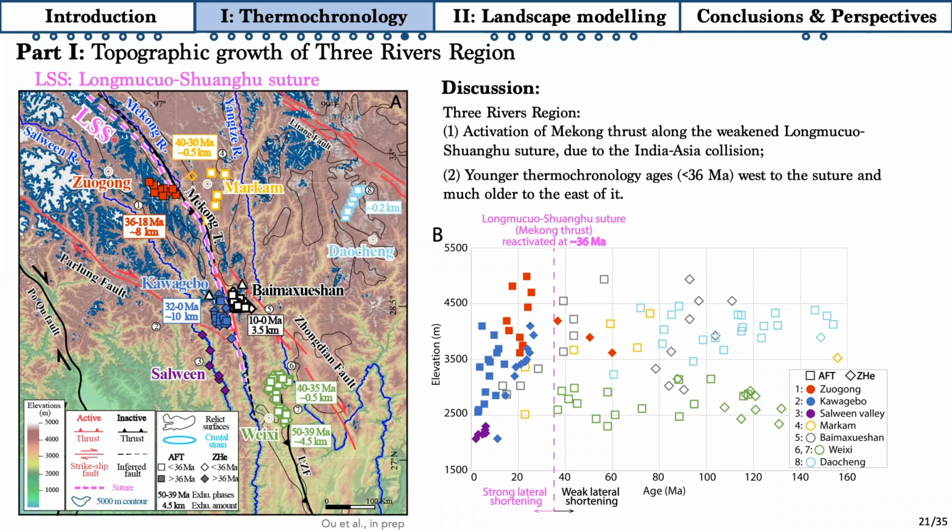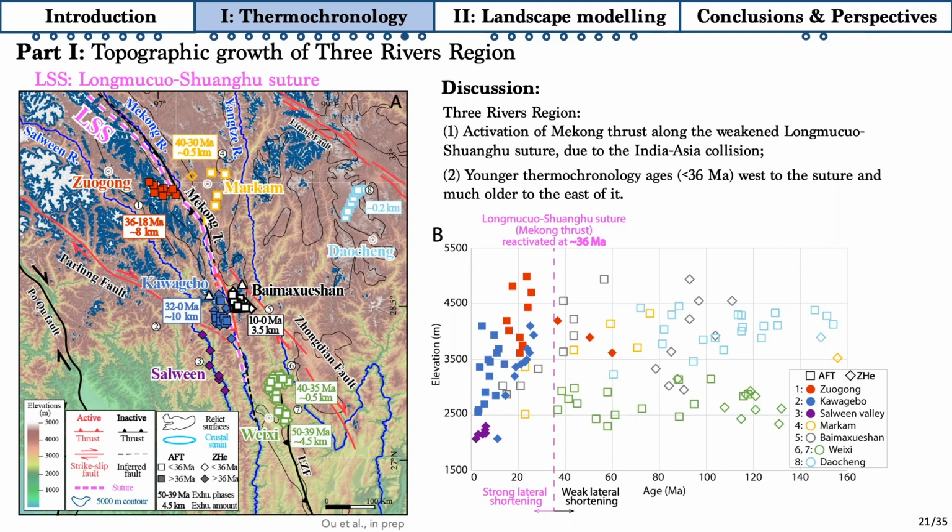And also in this region, as we can see, we observe extensive excess of elevation to 5,000 meters, marked in blue here. So if we go to the other side of the Longmu Co-Shuanghu suture, away from the suture, we observe much older ages, marked by the open symbols here, and less exhumation. And we see almost nothing, no exhumation, on the Daocheng massif.